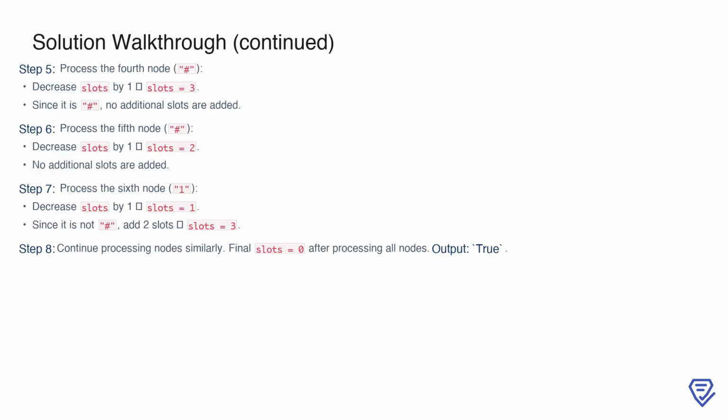The sixth node, 1, is then processed. Being a valid node, it consumes 1 slot, reducing the count to 1, and adds 2 new slots, increasing the total to 3. We continue processing the remaining nodes in the same manner, updating the slot count accordingly. Once all nodes have been processed, the slots variable reaches exactly 0, which indicates that the serialization is valid. This is because all available slots have been matched with the appropriate nodes, and no extra slots are left over. Therefore, the output for this example is true.